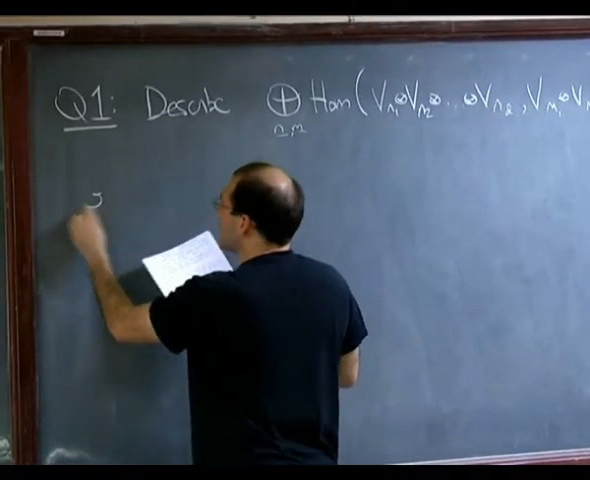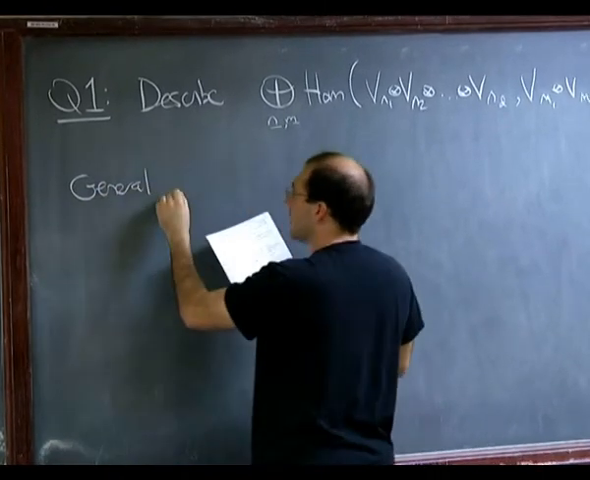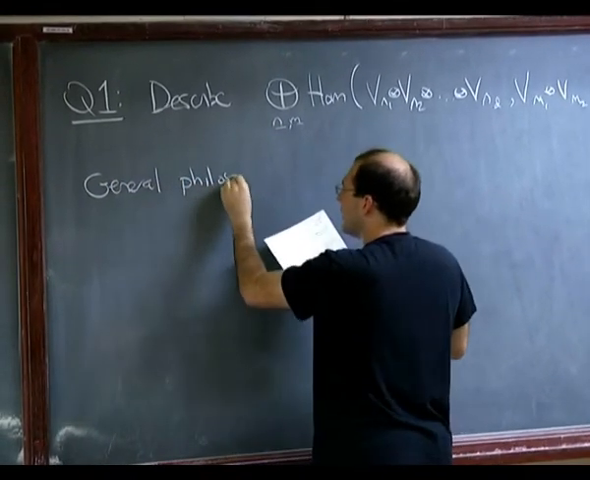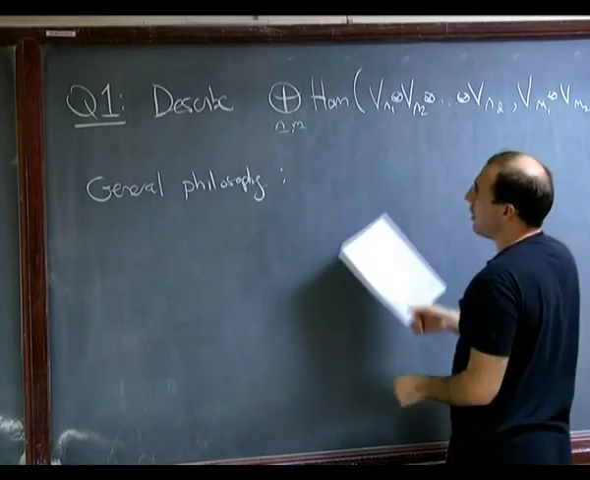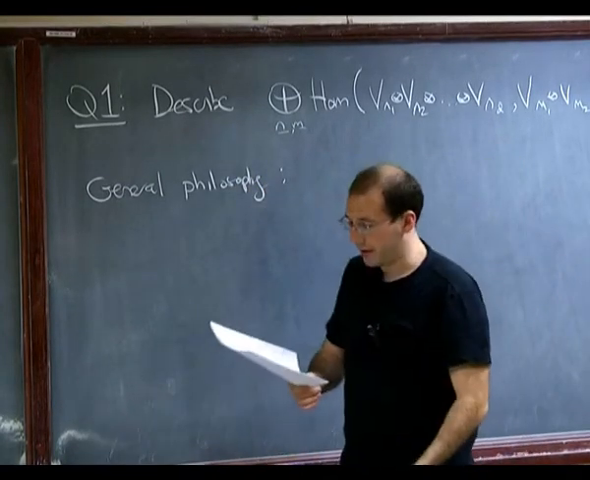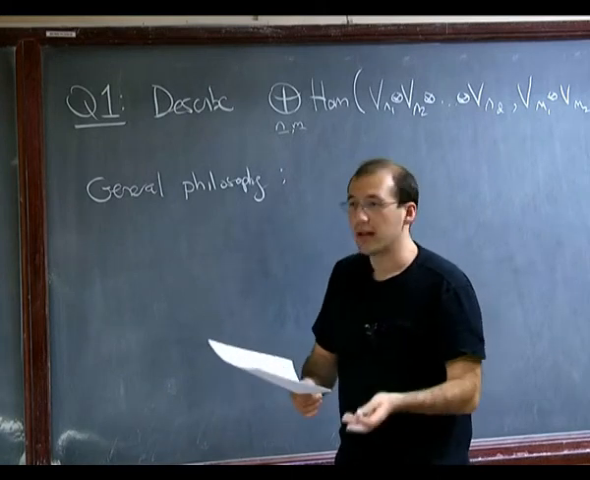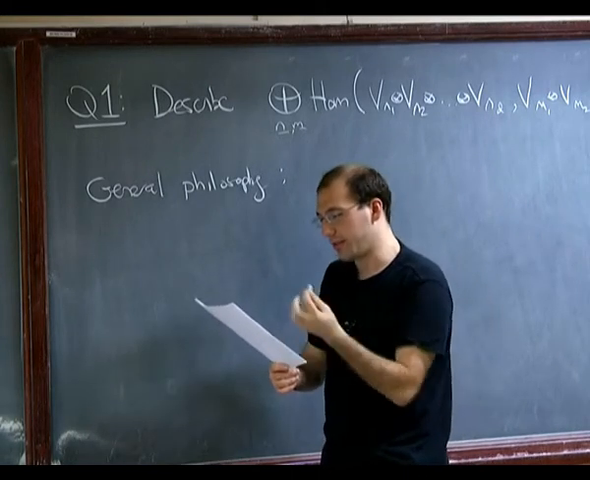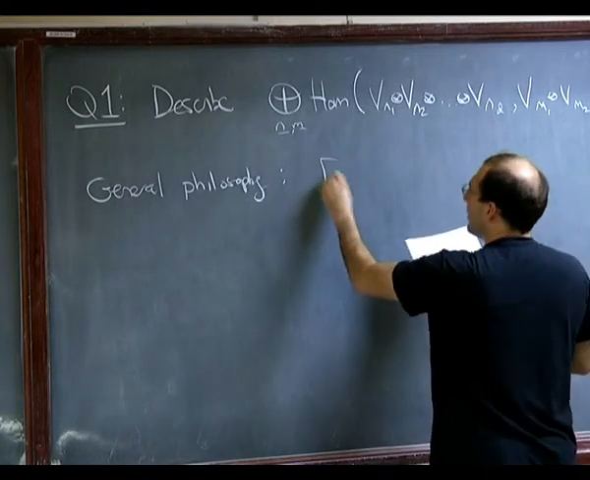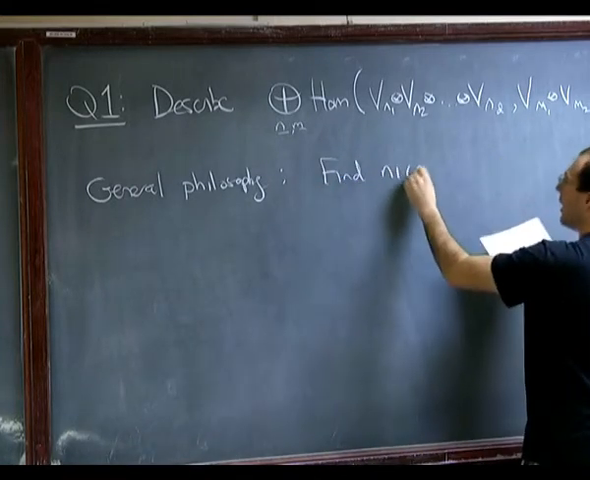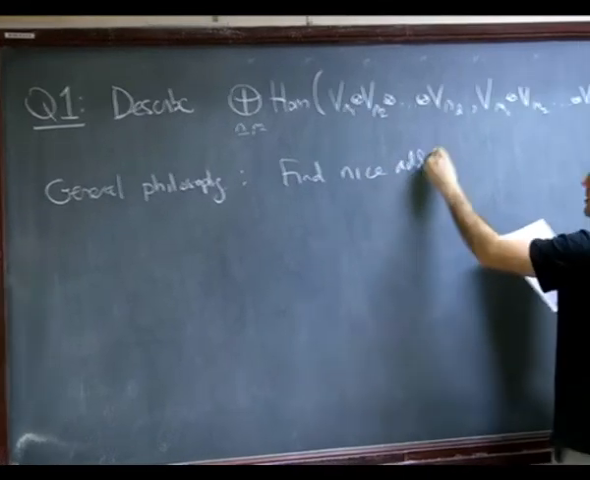So the general philosophy toward addressing a question like this is that when we're trying to study a monoidal category, it can be hard. So instead, find a nice subcategory, which is easy. Find nice additive subcategories.